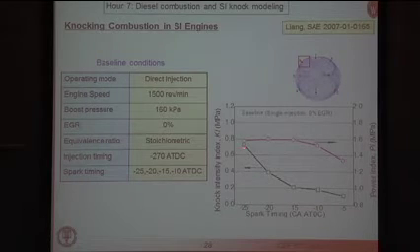And you can see that if you go to very early spark timings, basically you have a situation where you've got a lot of preheating or compression of the gases ahead of the flame. They can undergo auto-ignition, leading to high knock intensity. Whereas if you spark late, you don't have all that time for the gases ahead of the flame to be compressed and heat up, and so the knock intensity decreases.